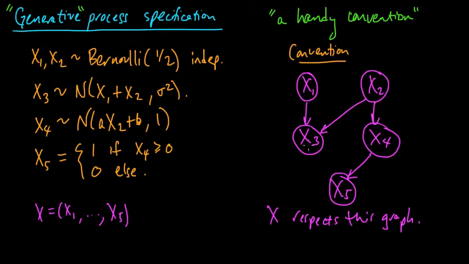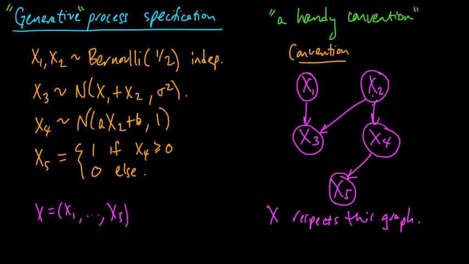In other words, since x respects this graph, that implies that x has certain conditional independence properties. And those conditional independence properties are not necessarily implied by these statements here. So for example, this graph implies that x3 and x4 are conditionally independent given x2.